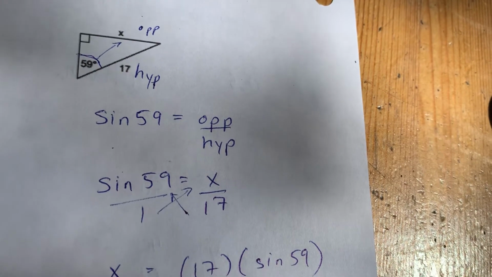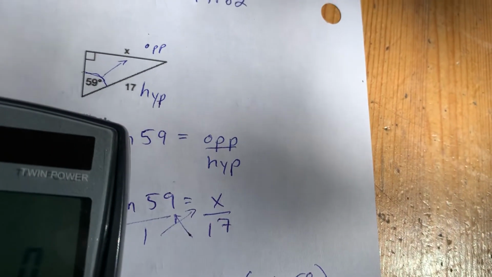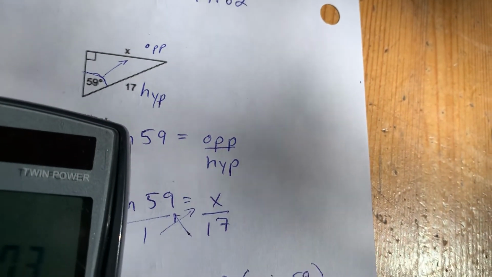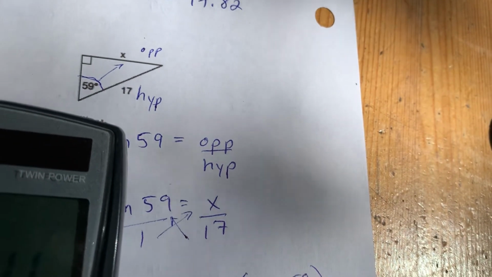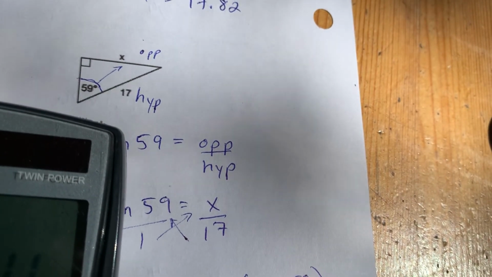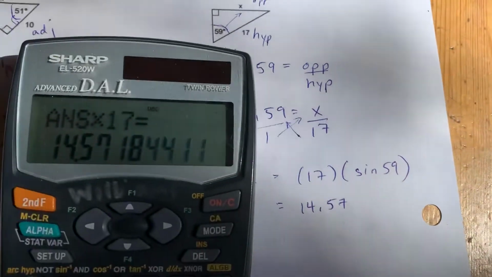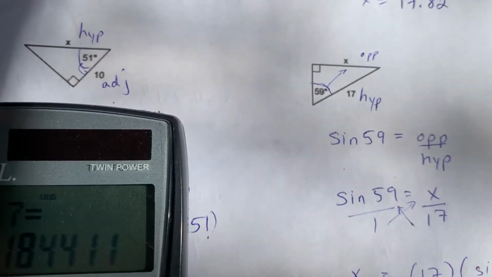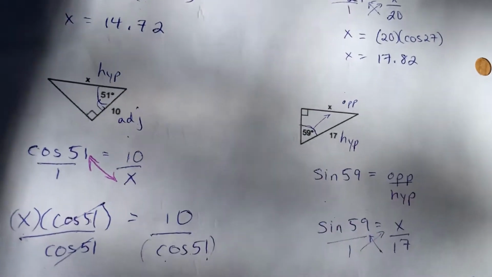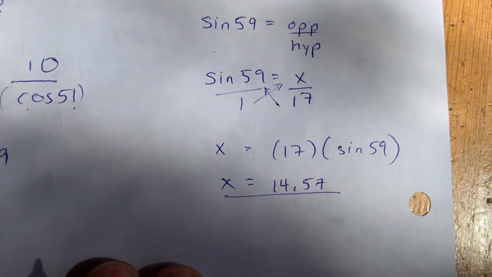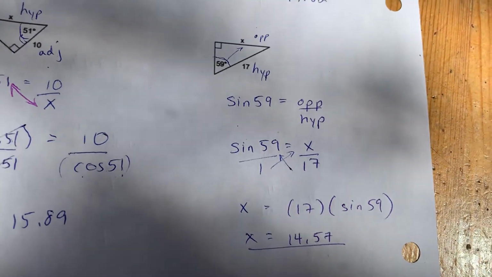So here's what I do now. I type in my calculator sine 59, which we just did, and I multiply that by 17, and I'm done. So 14.57. How does that look? Okay, and that is the length of x. And I could underline my answer. I could put a box around my answer, whatever you are comfortable with.